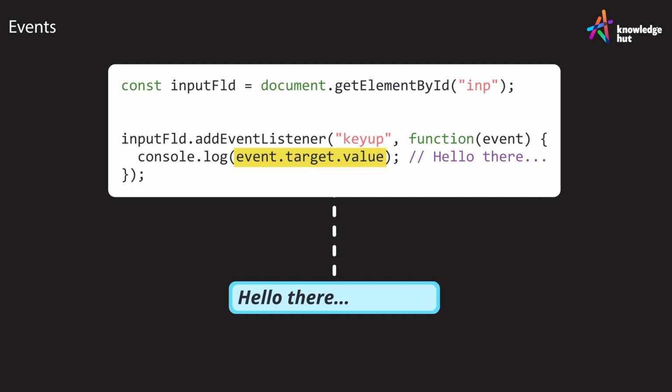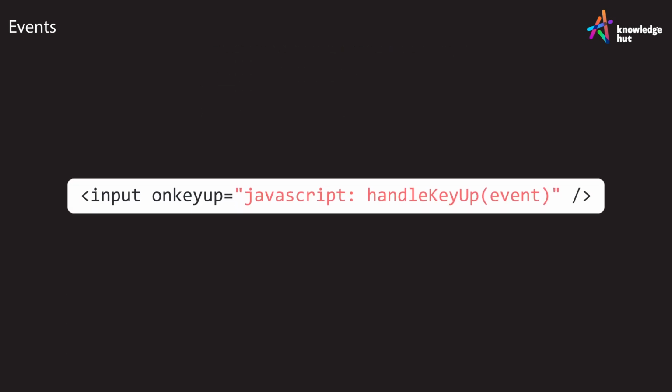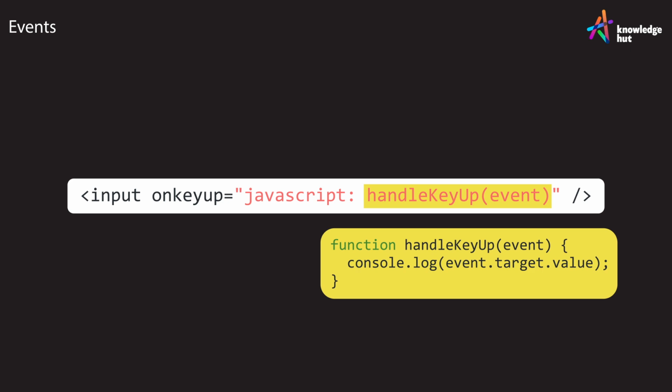Besides JavaScript, HTML also provides us with a basic system for intercepting events. The name of the event is an attribute which is set to a string, which could either be a JavaScript expression or the name of a JavaScript function. Here we are running an event handler function for the keyUp event, which gets the event object and uses that to verify if the user has pressed the enter key or not.